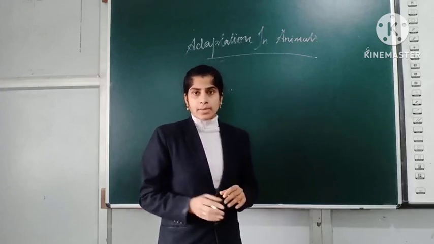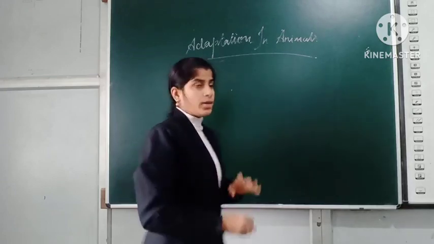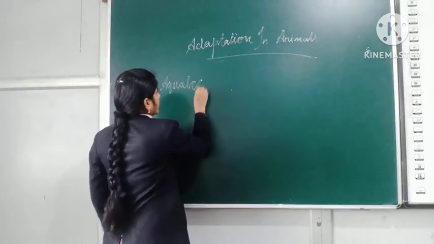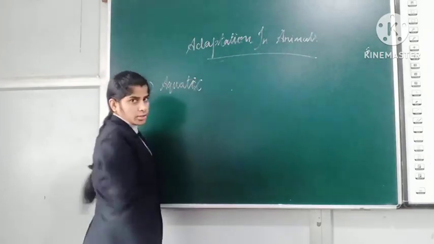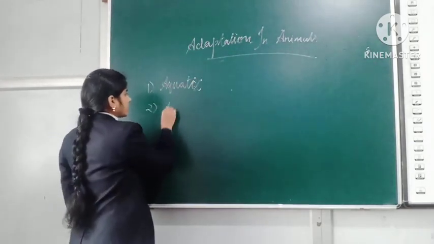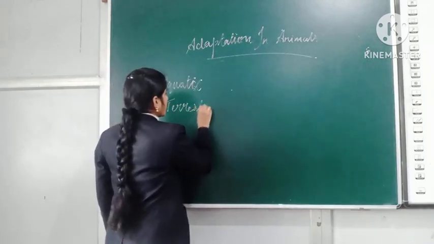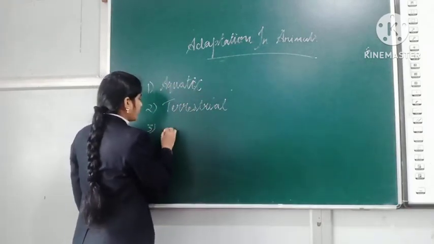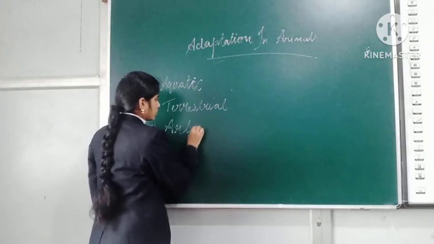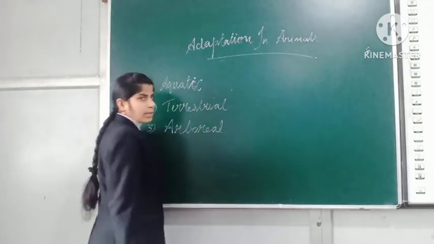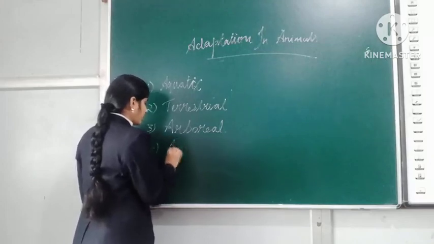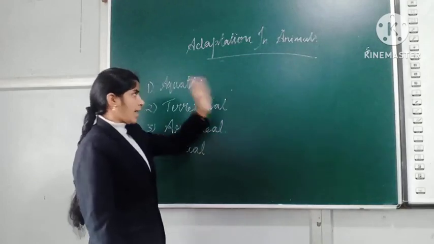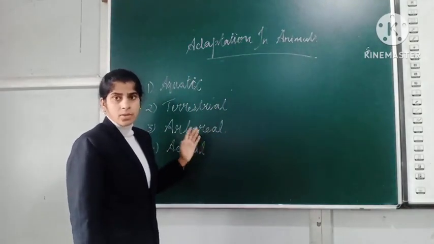There are four types of adaptation in animals. First one is aquatic adaptation, second one is terrestrial adaptation, third one is arboreal adaptation, and fourth one is aerial adaptation. So in case of animals, there are four types of adaptation.